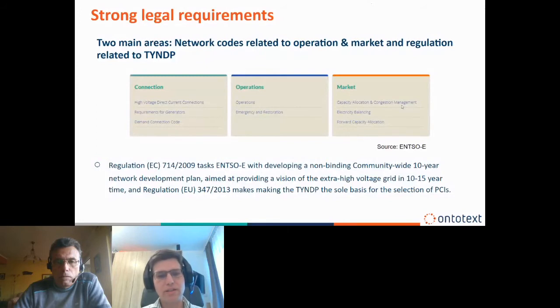The other piece is the 10-year network development plan, which is focused on the development of the grid for the next 10 to 15 years.